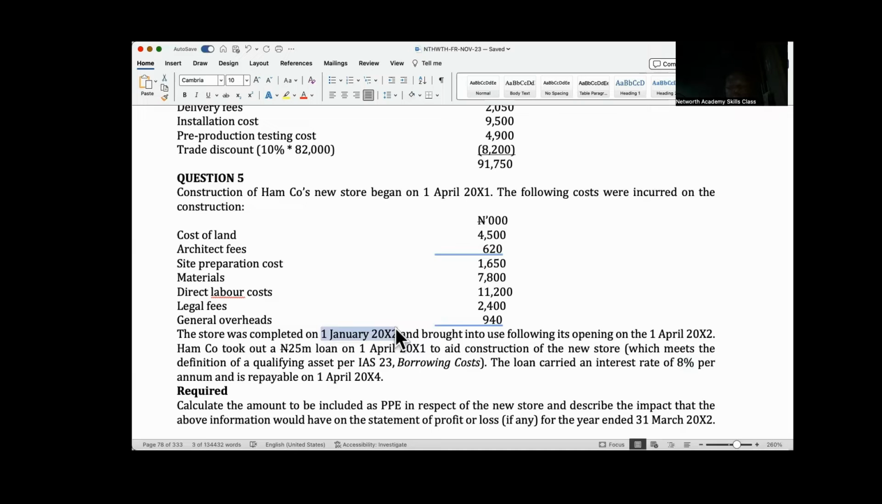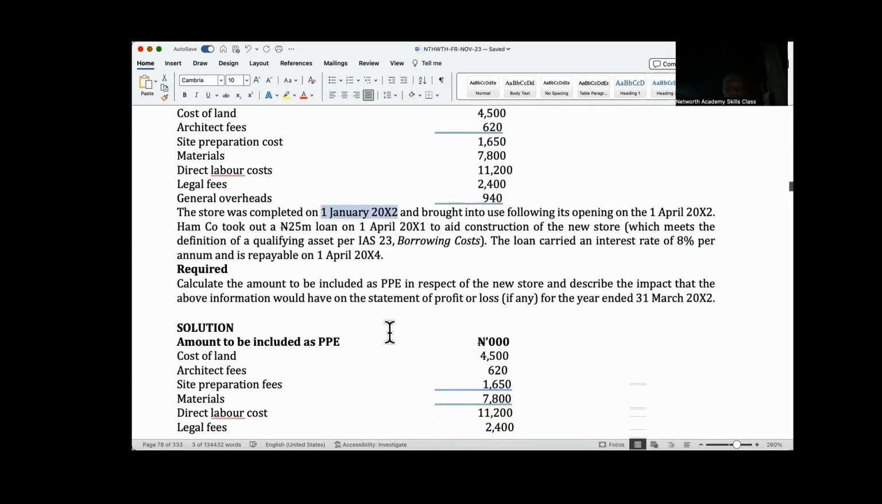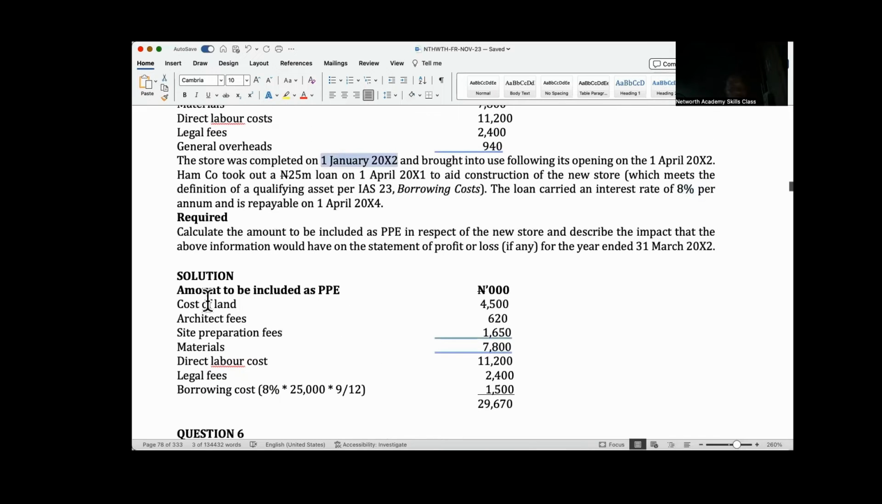That will give you the amount of interest that should be capitalized. Any other interest after the date the construction is complete should be expensed. And this solution is well shown here.